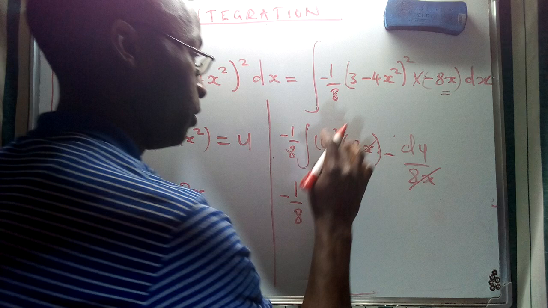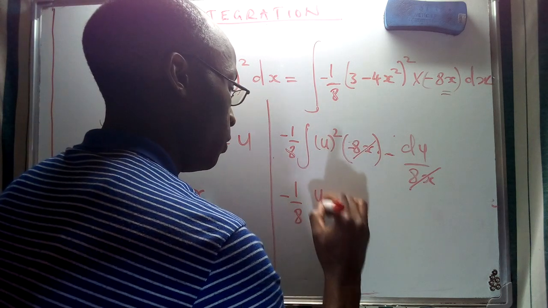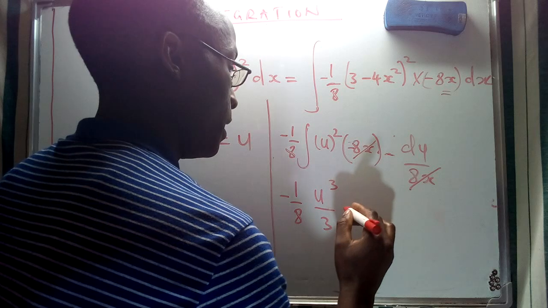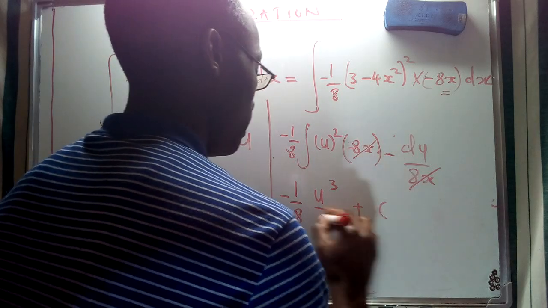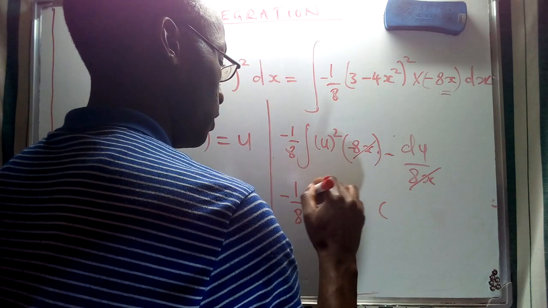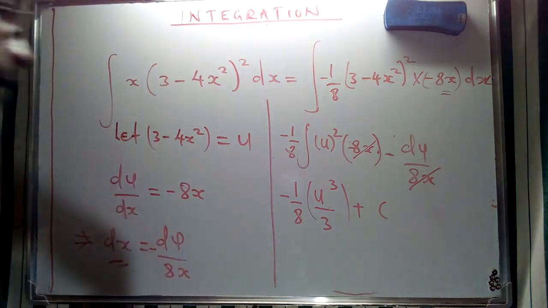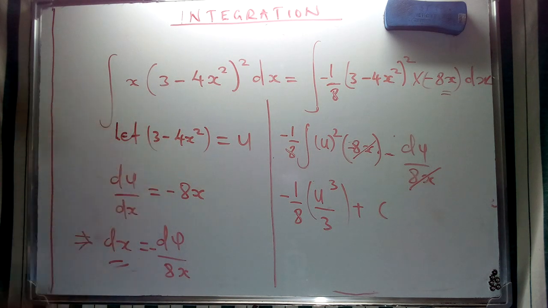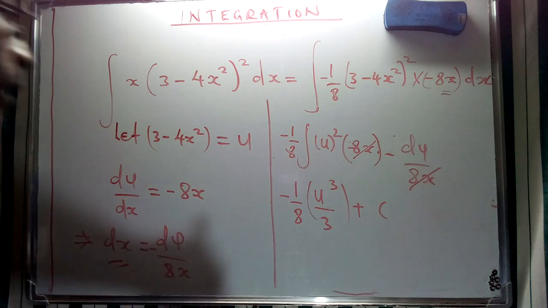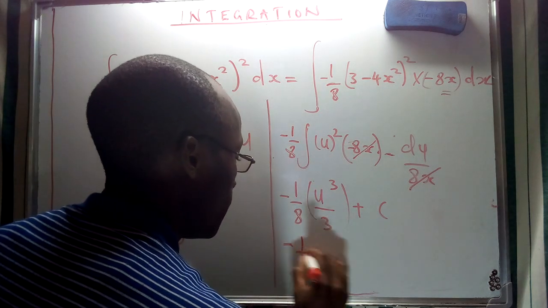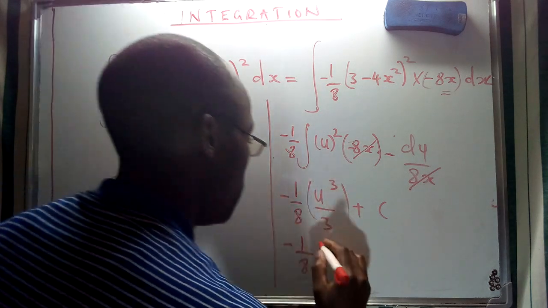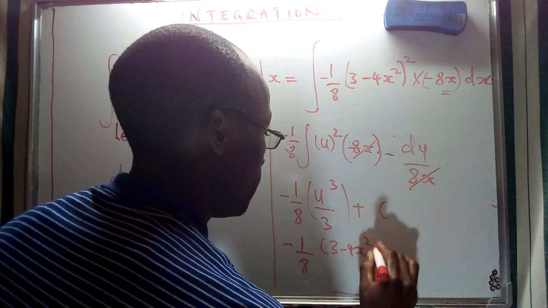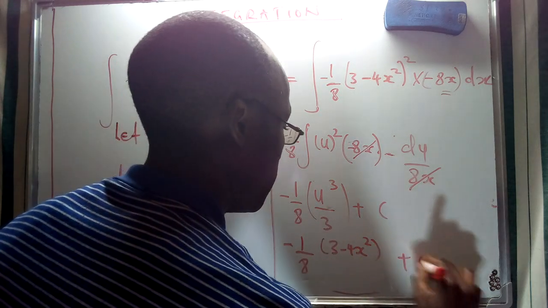The integral of u squared is going to be u raised to power 3 over 3, and then plus c. So this is going to be given as such, and then we can restore our equation using this substitution that we had given for u by giving it as 1 over 8. The value for u was 3 minus 4x squared, and then plus c.